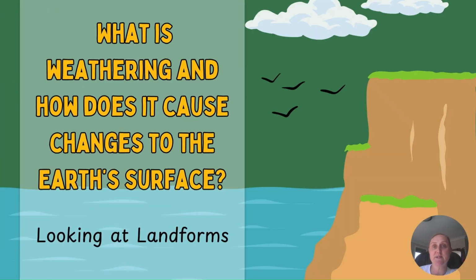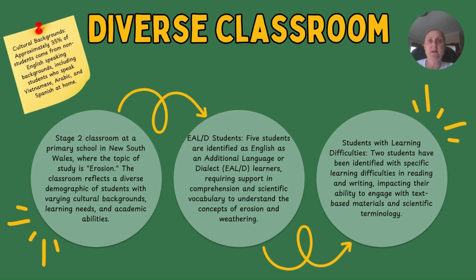I'm excited to present a focus on a diverse Stage 2 classroom and my approach to teaching the important topics of erosion and weathering. To provide some context, this is set in a primary school in New South Wales, where I have a Stage 2 classroom consisting of 24 students. The classroom is quite diverse, with approximately 35% of students coming from non-English speaking backgrounds, including those who speak Vietnamese, Arabic, and Spanish at home.